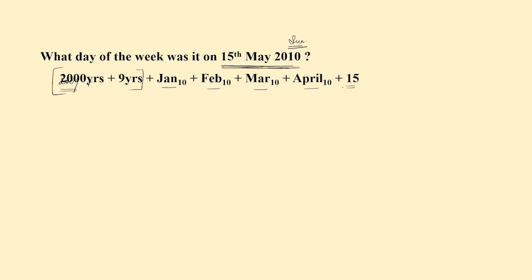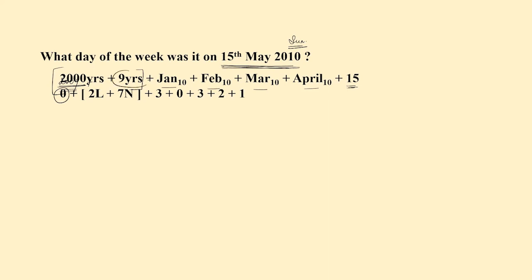I need to calculate the 15th day because I need to know what day it was on 15th May. So I have to include that 15th May. I have to go up to 15th. So 15 days in the month of May. Now I know that every 400 years there are going to be 0 odd days. So every multiple of the first 400 years also you will have 0 odd days. So the first 2000 years you will have 0 odd days. That's why I'm splitting 2009 as 2000 plus 9 years. So here the first 2000 years will have 0 odd days.